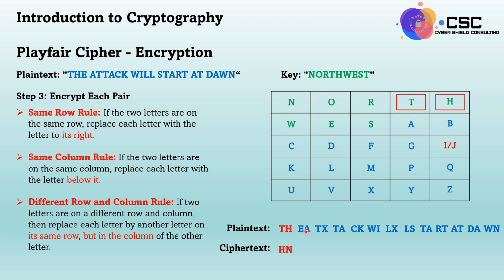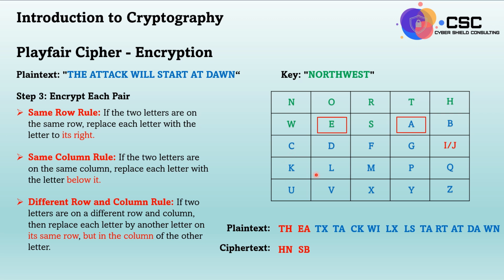Now if we look at another pair, EA, let's see where they are positioned within the matrix. You look at E and A, they are in the same row. I'm still using the same row rule, so I'm getting the letter to its right. For E I'm getting S, for A I'll be getting B. So SB is the ciphertext.